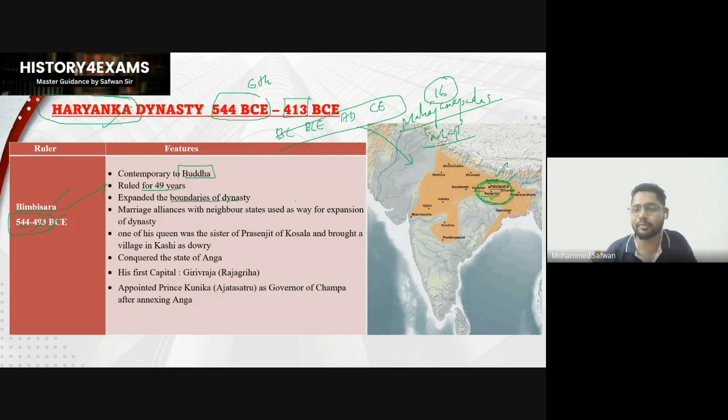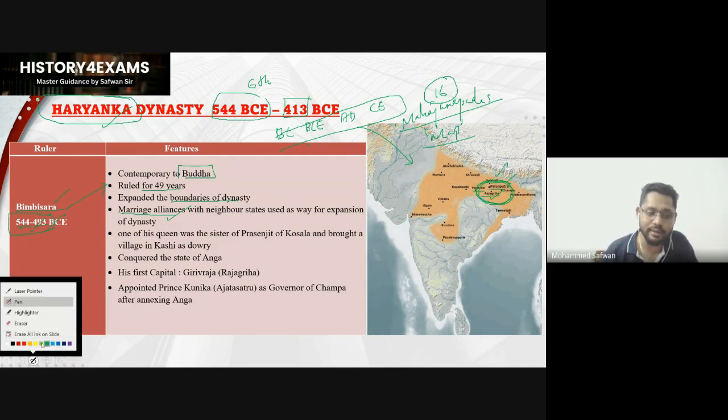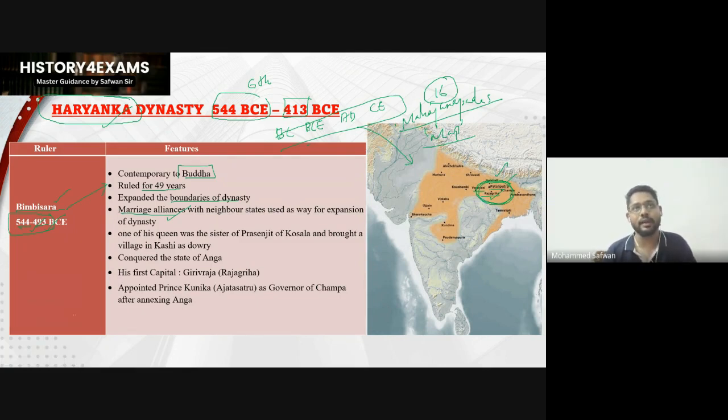How is he going to expand the boundaries? Through marriage alliances. He is annexing other regions in the name of marriage. So he is conducting marriage alliances. This is one of the most important ancient and medieval Indian strategies adopted by rulers. Even in the modern system, we know that Bombay was given to the English East India Company by the Portuguese as part of a dowry. Similar to that, a marriage alliance with a neighbor state is very important.